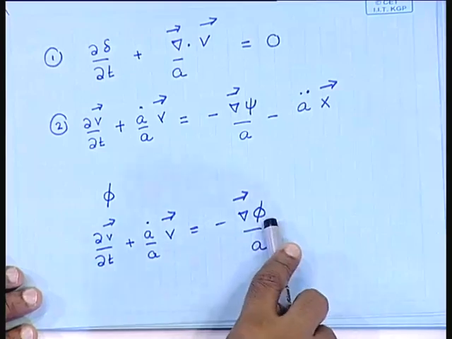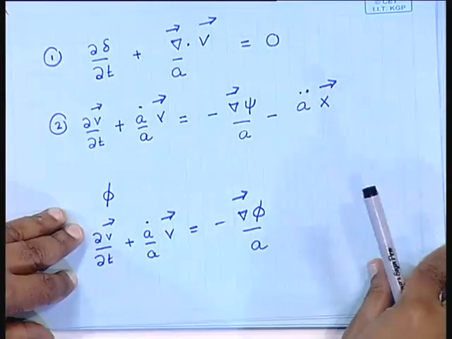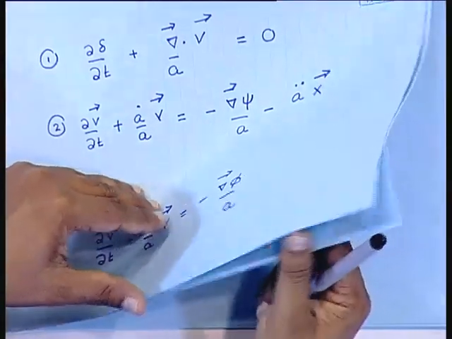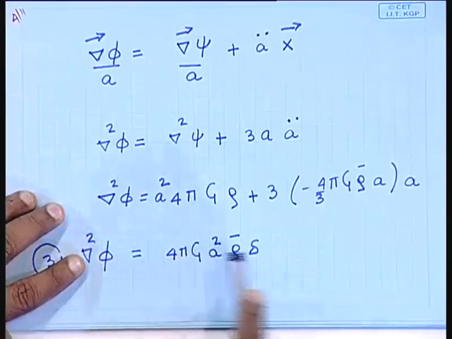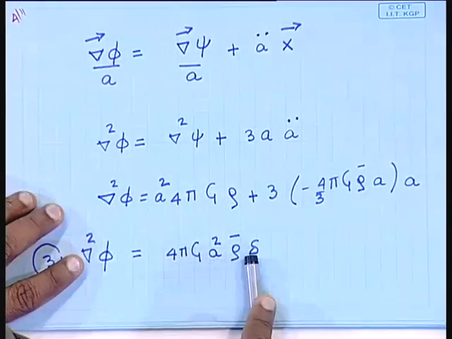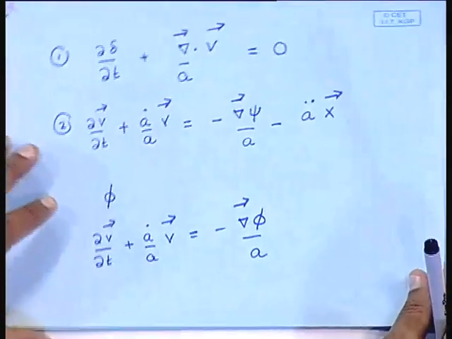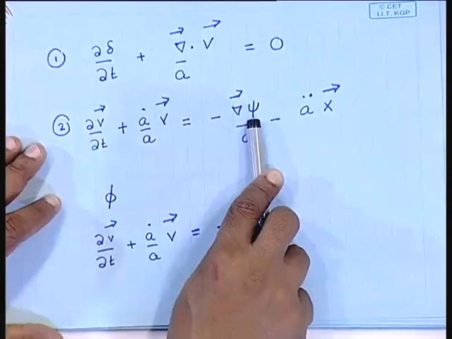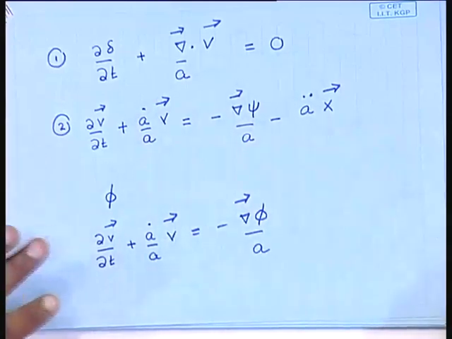We have introduced a new potential phi, which is the difference between the old potential and some other quantity. We also worked out what this phi is. This phi satisfies this equation: the Laplacian of phi is 4 pi G rho bar a squared into delta. So, the original Euler equation had the gravitational potential due to the entire matter distribution.